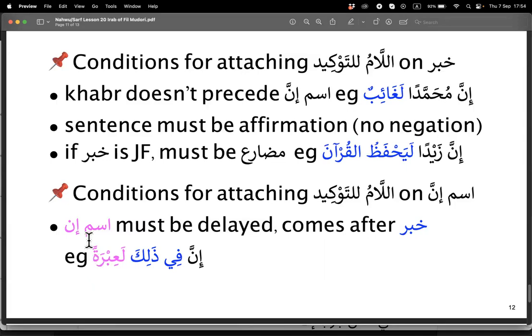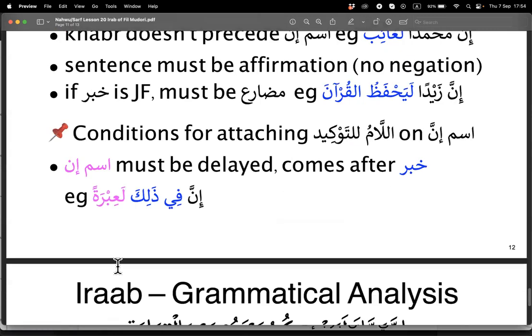Nasb. Yes, so this is our ism inna. And then there is a lam with it, a lam taukid. So ism inna will be delayed when it's common, when it's not proper. When that happens, there will be something in between inna and the ism inna, and it can be lam taukid there as well. Understand? Okay, good.